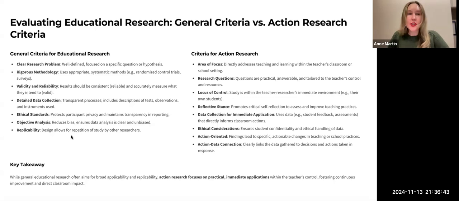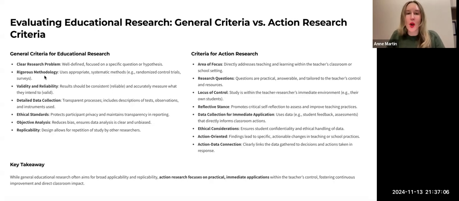Now for action research, you can see here there are some parallels, but specifically to what we've been looking at, a really defined area of focus. So in broader educational research, you have your problem statement, because the purpose might be to find findings that can be generalized to other populations.